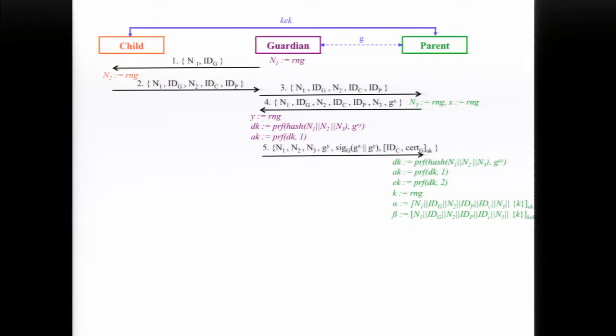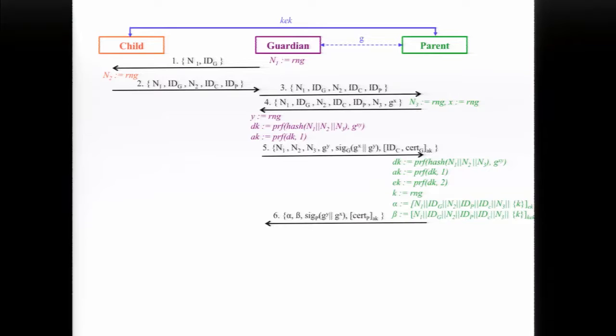Also, these 2 tokens carry all the IDs and the nonces. That's the protocol context information. The token alpha is for the guardian, and therefore is protected by authenticated encryption using key EK, which is derived from the Diffie-Hellman shared secret. And token beta is for the child, so it's protected by the parent key KEK.